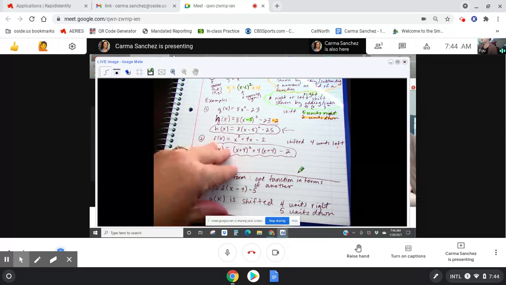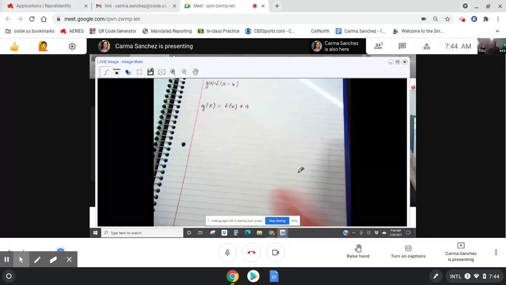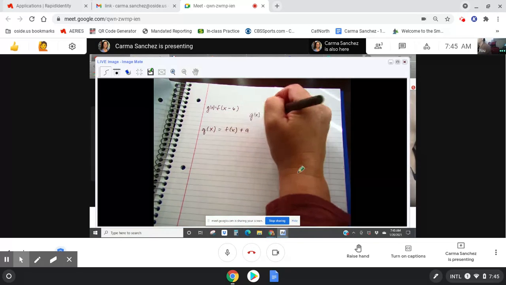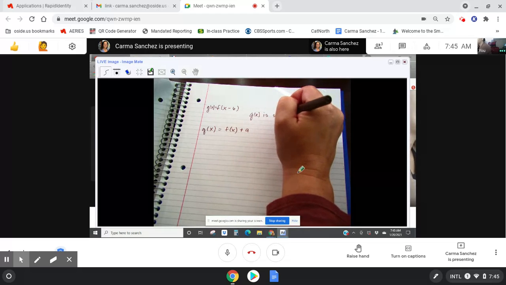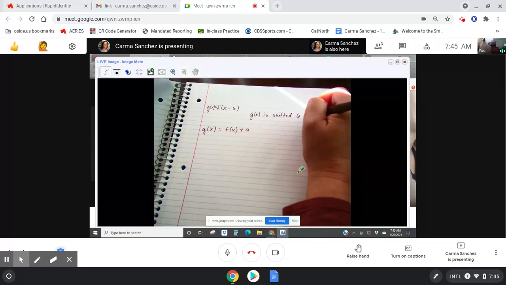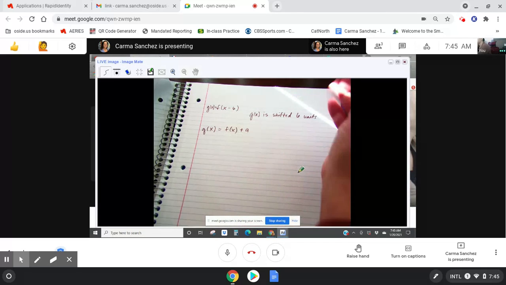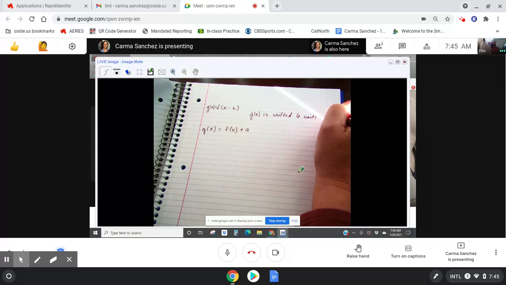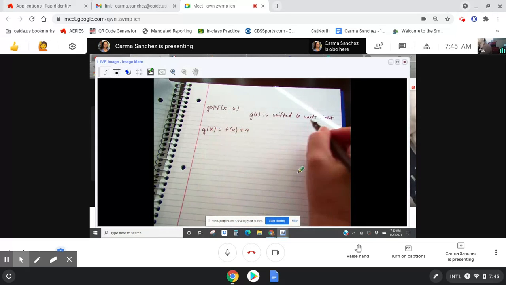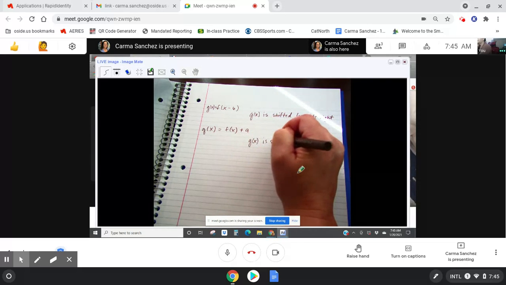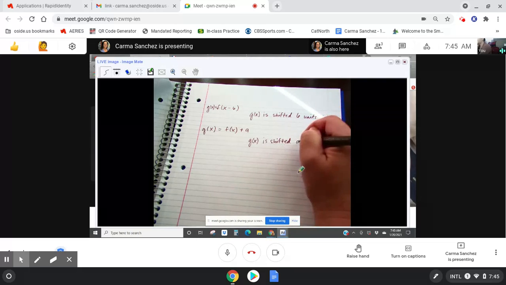Let's do 2 more translation forms. This one is saying that g of x is shifted 6 units where? What do you think? Hopefully you were thinking right, because it's a minus 6, it's the opposite, and it's 6 units right. And this one is g of x is shifted 9 units up.